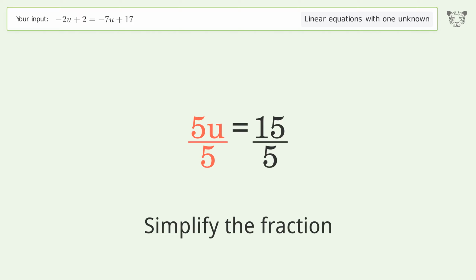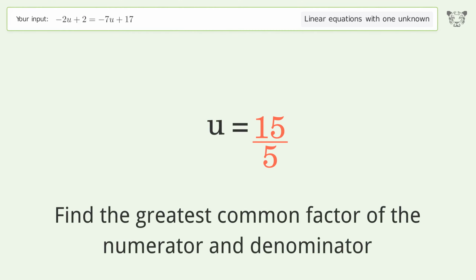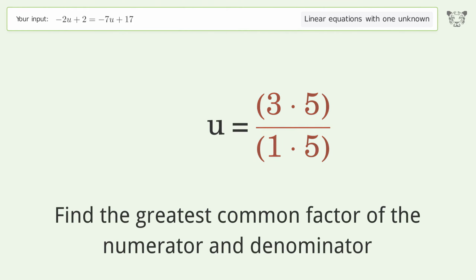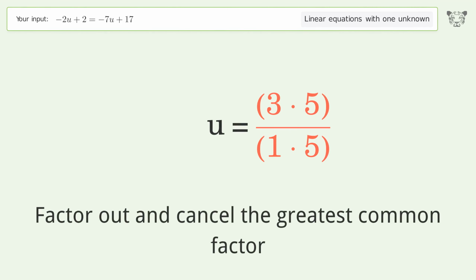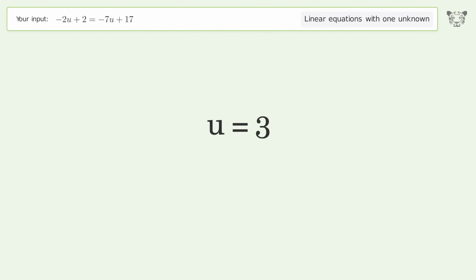Simplify the fraction. Find the greatest common factor of the numerator and denominator. Factor out and cancel the greatest common factor. And so the final result is u equals 3.